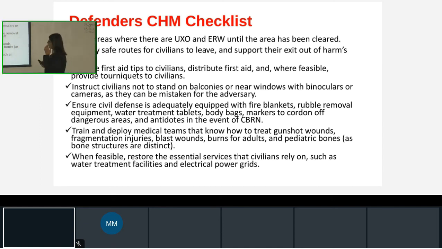So, providing first aid tips to civilians and distributing first aid kits and tourniquets. There was a separate tweet that I did about the stuff I learned from Syria and Iraq: getting first aid kits, getting some sort of tourniquet, and even a stocking can be used to stop the bleeding and the hemorrhaging. Don't stand near windows and use your cell phone to take photographs of Russian airstrikes. They will think you're a sniper and bomb you. And they did that in Syria.